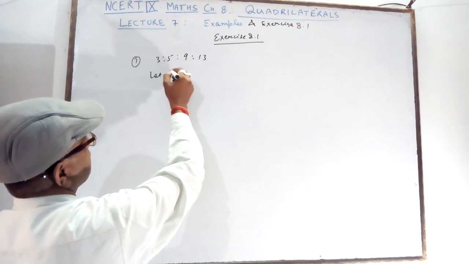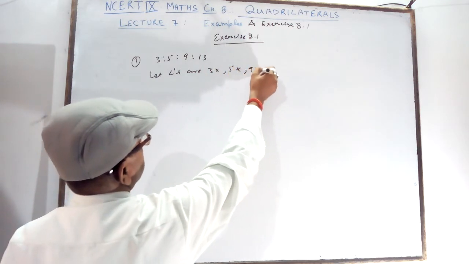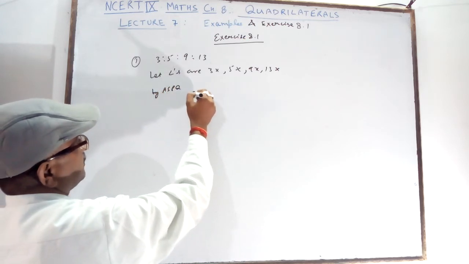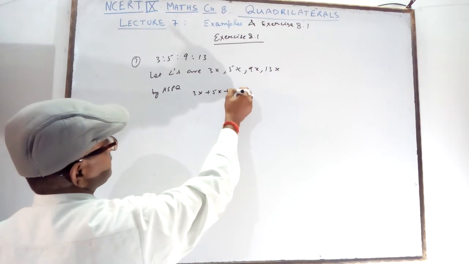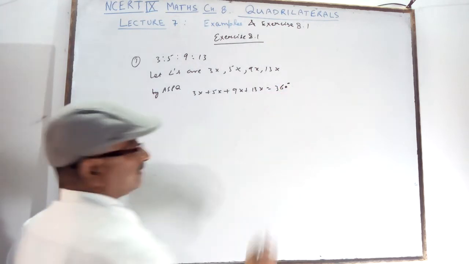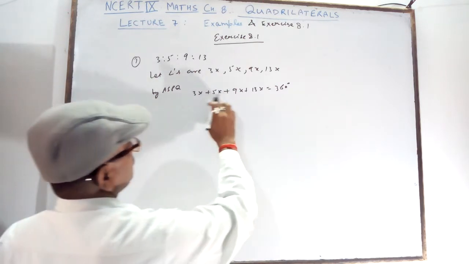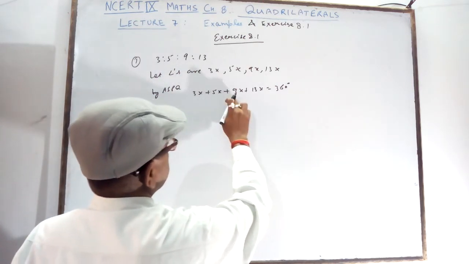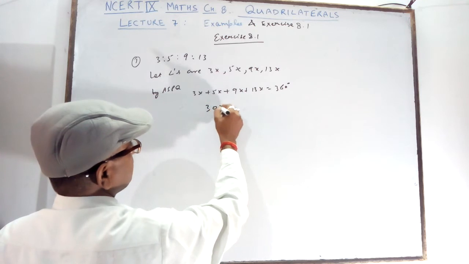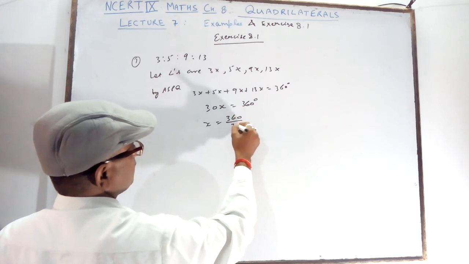Simply let the angles be 3x, 5x, 9x, 13x. So by the angle sum property, 3x plus 5x plus 9x plus 13x is equal to 360 degrees. The sum of all the angles of a quadrilateral is 360 degrees. So 5 plus 3 is 8, 9 plus 8 is 17, plus 13 is 30. 30x is equal to 360 degrees. Then x is equal to 360 upon 30.